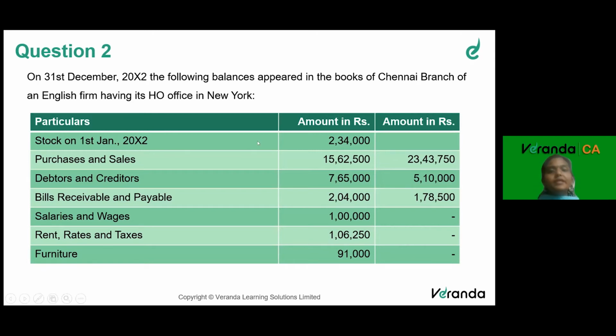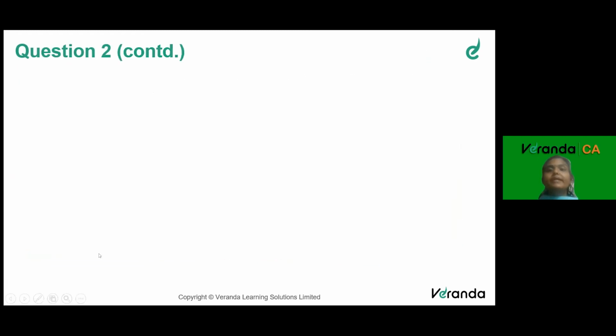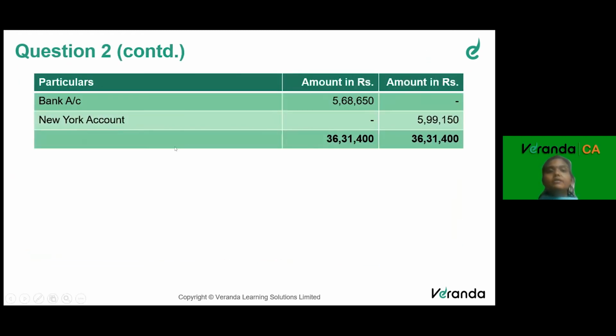So we have opening stock. This will definitely be the opening rate. Purchases and sales, so revenue transactions, average rate. Debtors, creditors, current assets, you can probably take the closing rate. Bills receivable, payable, salaries, rent, rates, furniture, fixed assets, opening rate. Bank, New York account. New York account means whose account? The head office account. So they also have a credit balance owing in your books.